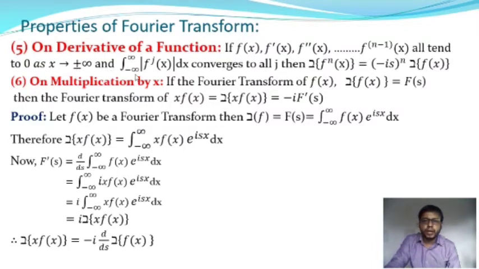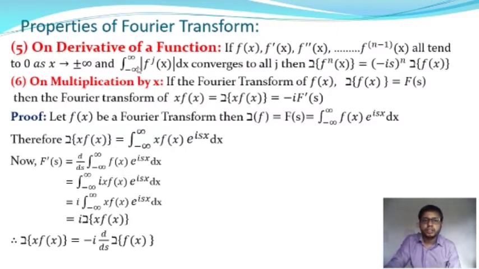Then the integration from minus infinity to plus infinity of the modulus of f^(j)(x) dx converges for all j. Then the Fourier transformation of the nth order derivative gives (-is)^n times the Fourier transformation of f(x). And you know the Fourier transformation of f(x) is the integral from minus infinity to plus infinity of f(x) e^(isx) dx.